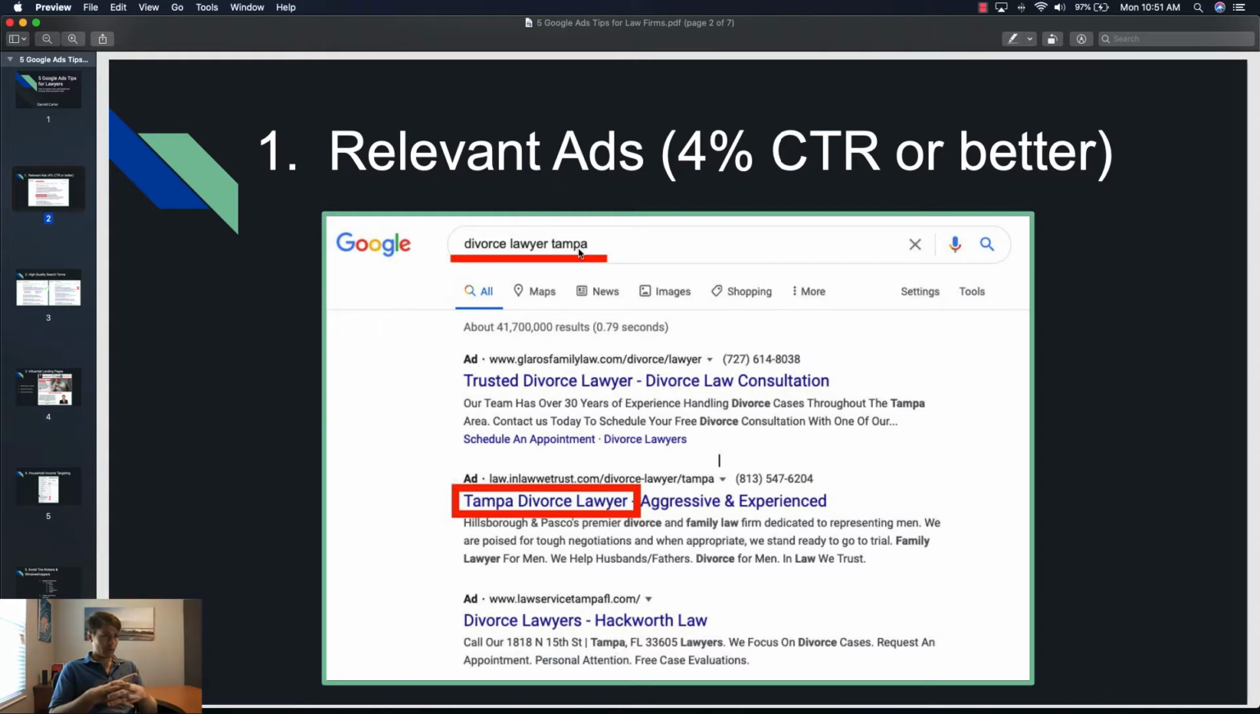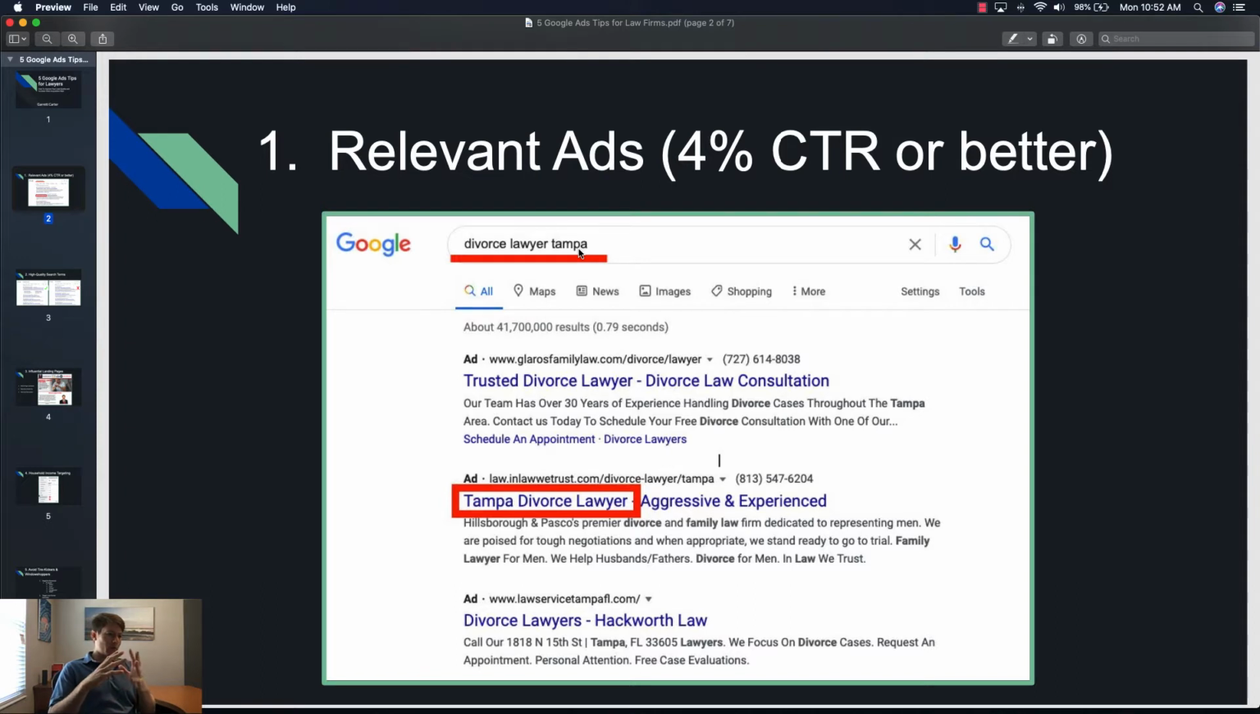So in this sample, you can see the search is divorce lawyer Tampa, and I've also circled the second ad here, and the first headline says Tampa divorce lawyer. So it's almost identical. The only thing is Tampa is moved to the front of the headline. So that's what I mean by highly relevant ads. You want them to almost be the exact same.